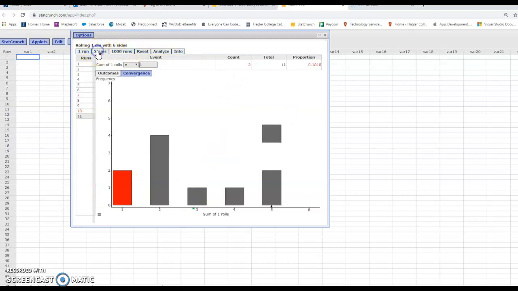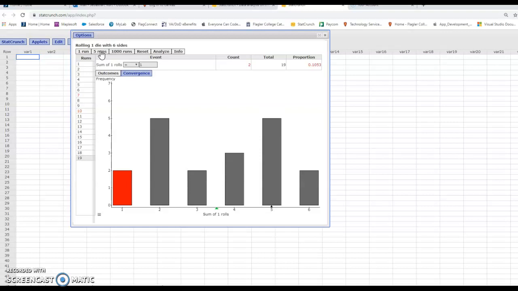Let's keep going. 15. Took 5 more runs. No other one came up. 2 out of 15 is about 0.1333. Let's go 5 more runs to get to 20. It's creeping down there, right? About 0.1 now, so it's below what it should be. It should be around 1/6, which is 0.167, over the long run. So 2 out of 20.